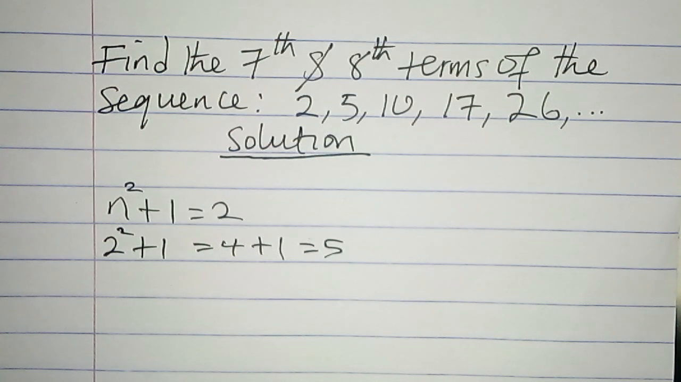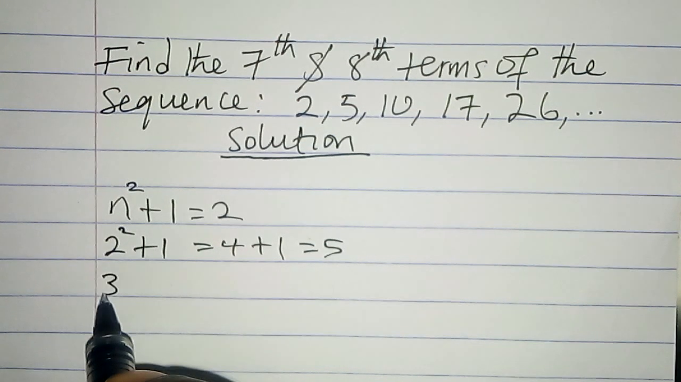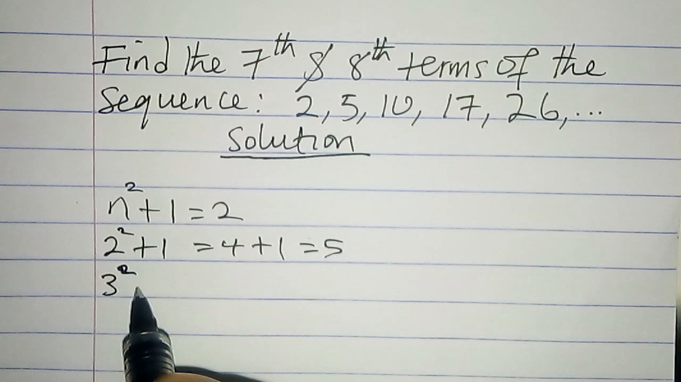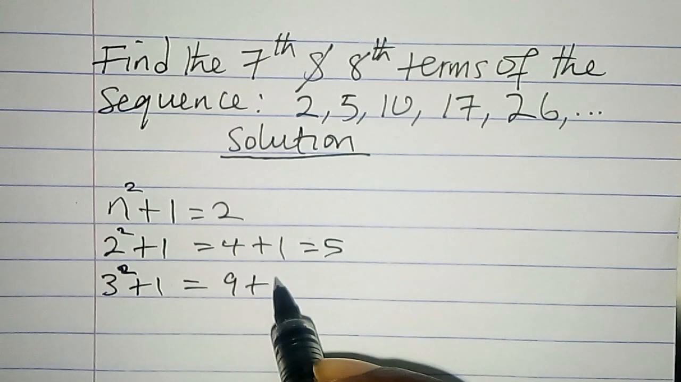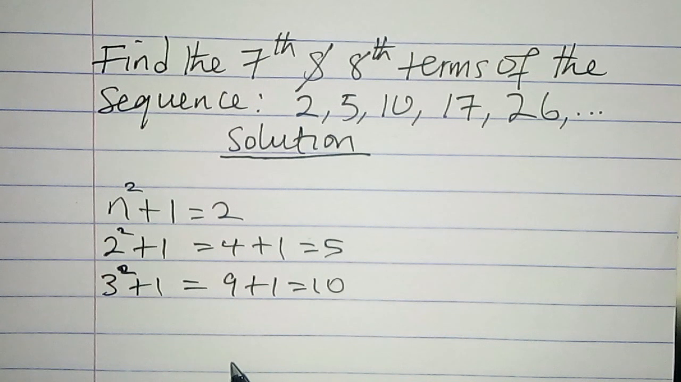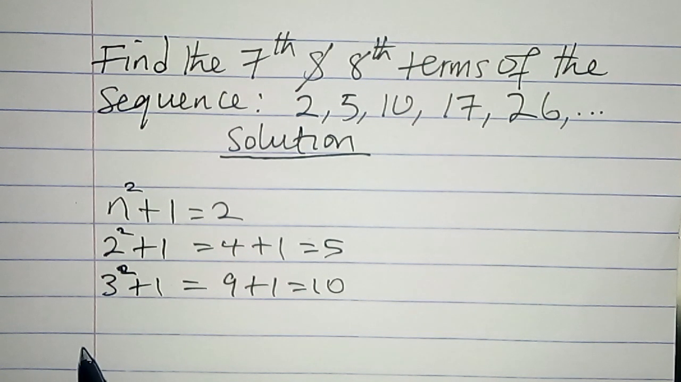If it works for the third and fourth term, we are going to apply this pattern for the 7th term and the 8th term. Okay, for our third term, n is equal to 3. So 3 squared plus 1. 3 squared is equal to 9. 9 plus 1 is equal to 10. So let's try it for the fourth term. If it works, we do for the 7th and the 8th term.